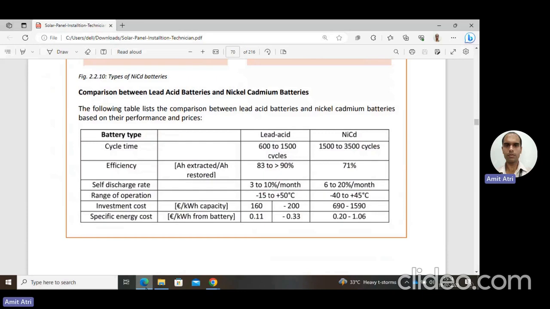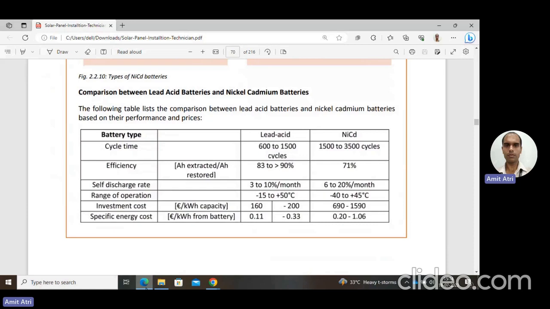Okay, so ampere hour extracted to ampere hour restored: it is 83 to 90% for the lead acid battery, and nickel cadmium is 71%. Self-discharge rate is 3 to 10% per month for lead acid battery and 6 to 20% per month for nickel cadmium. So self-discharge is less in the case of a lead acid battery.